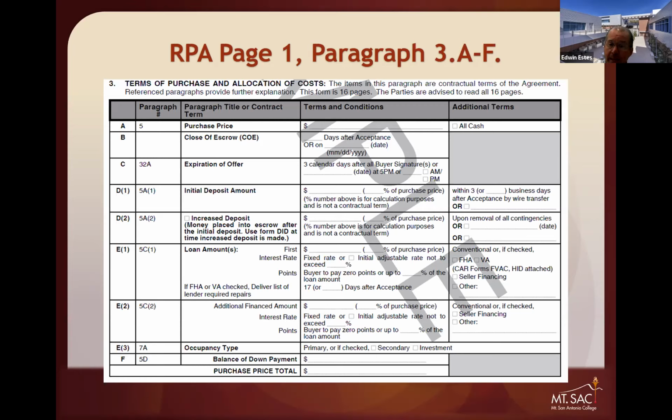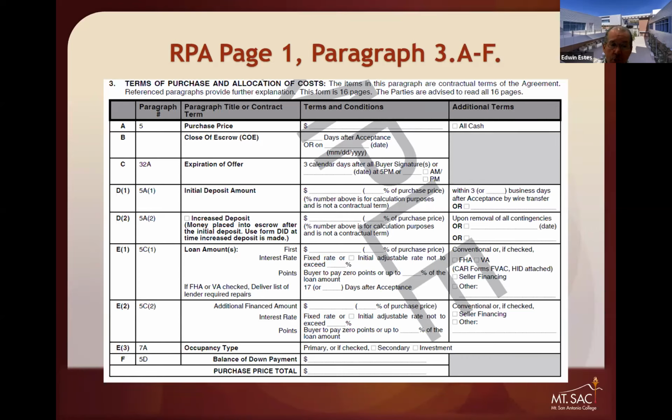Okay. And then if we drop down to the bottom of E1 in column 3, we will see that it says if FHA or VA is checked, a delivery list of lender required repairs will be done within 17 days of acceptance. So the buyer needs to inform the seller of any repairs as well as any fees or costs that the seller is expected to pay with, say, a VA loan. All right, but it's going to be done in 17 days.